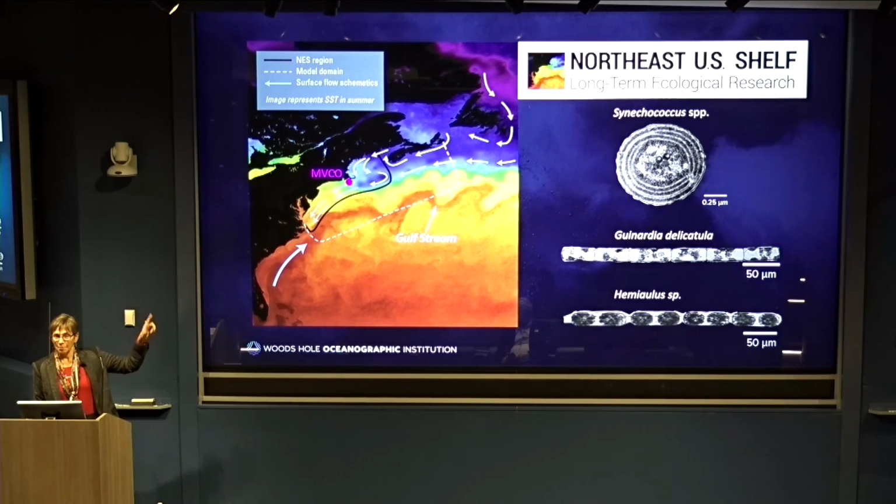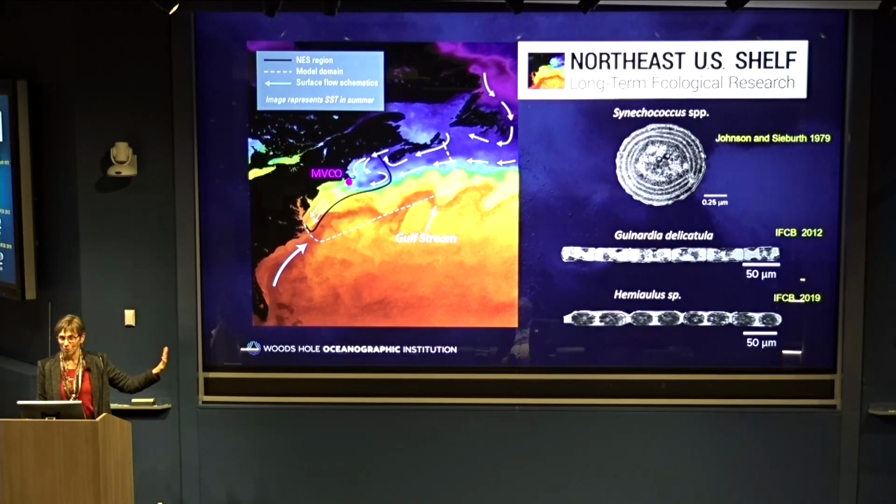I'm going to use these images I show you here just kind of as icons to guide you about which species I'm talking about at different points in the talk. But I want to be super clear that that electron micrograph of Synechococcus, that was measured a long time ago in the lab. We can't measure that in the ocean with our technologies. We're only measuring the larger diatoms. We measure Synechococcus with the laser.